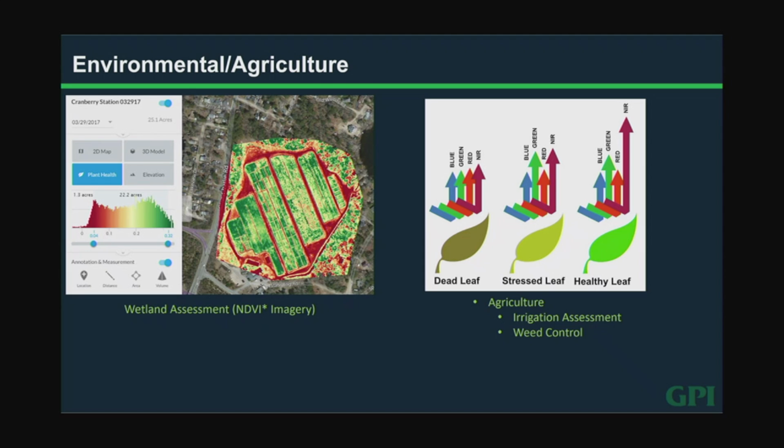So this was a cranberry bog down in Wareham, Mass, where they were flying it to see what sections were dry, what sections needed more attention for water. And what they're also doing, this is through UMass, they have a test cranberry bog down there that they're doing all kinds of cool things with.